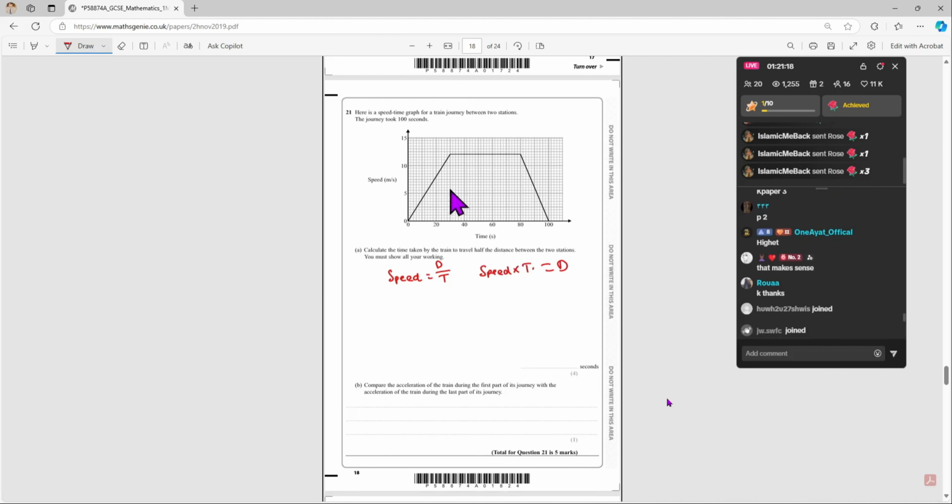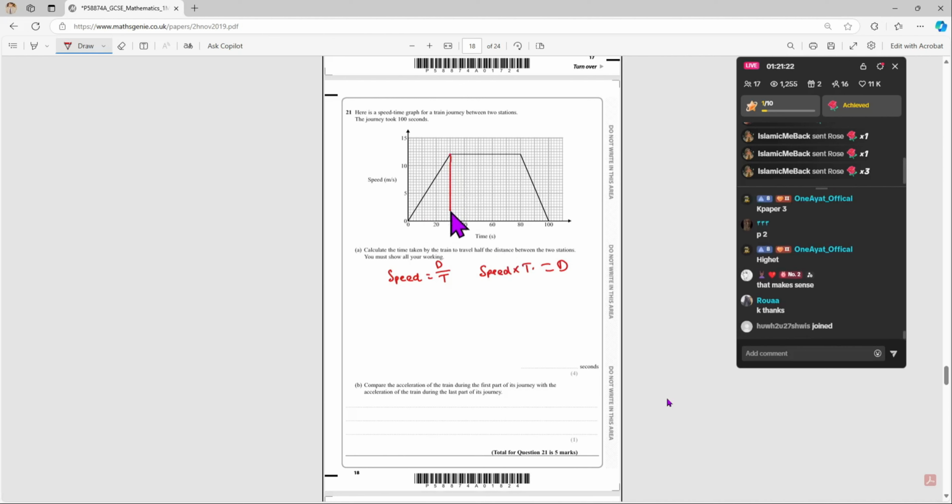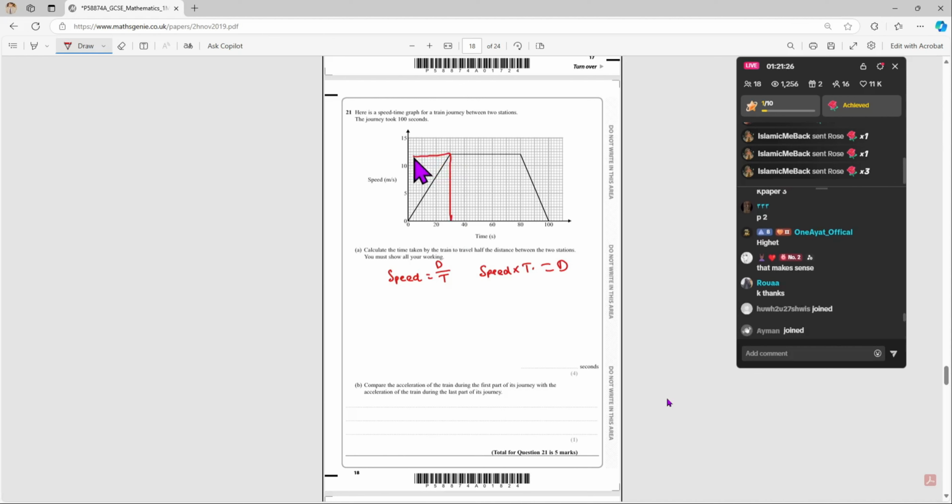Yes, it's going to be 30. Work out the distance from here to here. It's going to be 30. And then it's going to be 13 over there. So that's going to be 12. So it's going to be 12 times 30.